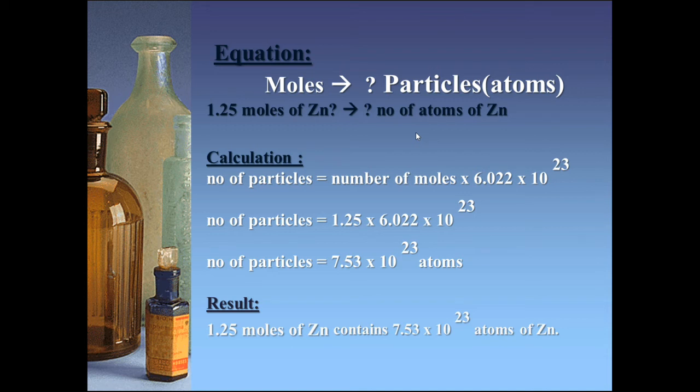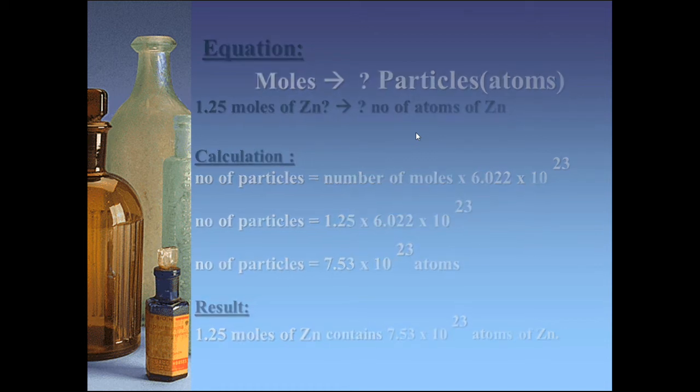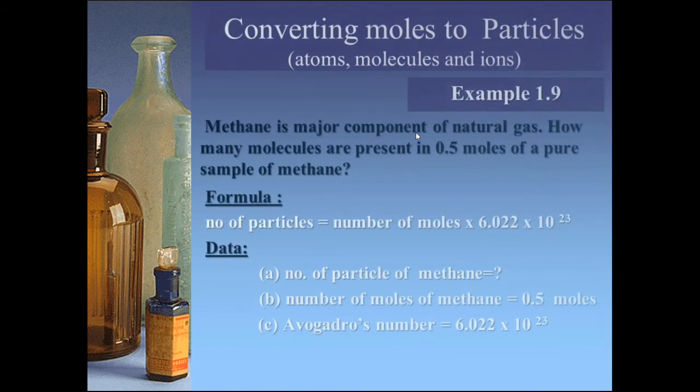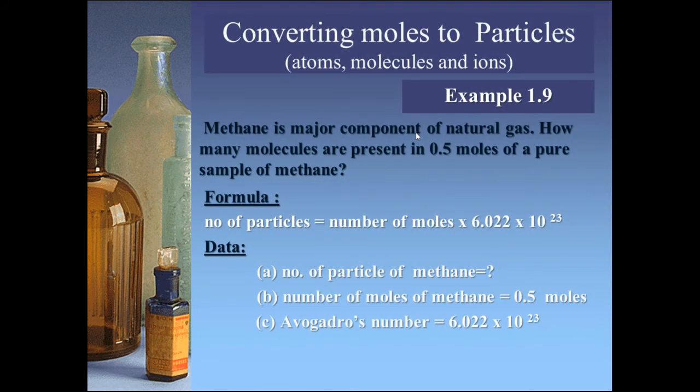So 1.25 moles of zinc contains 7.53 × 10^23 atoms of zinc. Another example: converting moles to particles, atoms, molecules, or ions. Example 1.9. Methane is a major component of natural gas. How many molecules are present in 0.5 moles of a pure sample of methane? We already have moles. We are going to calculate particles.